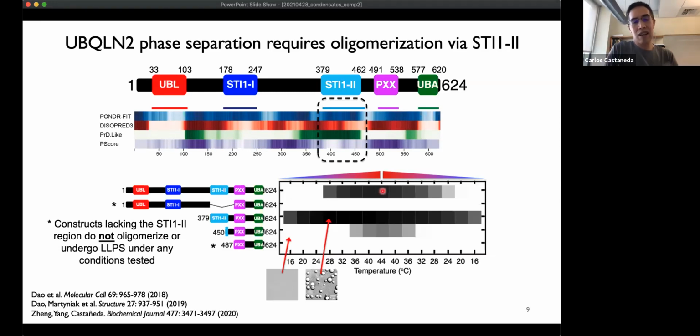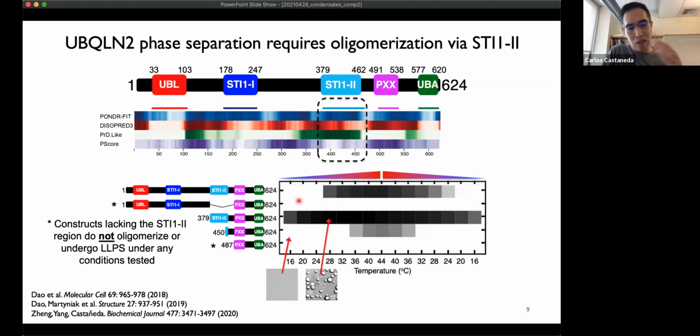We've characterized this using turbidity assay experiments, which we use as a proxy for phase behavior. And so what this experiment does, we've essentially put our purified protein into a cuvette on a UV-Vis spectrophotometer. We ramp up the temperature. And as you can see, this protein, the full-length protein, phase separates as you go up in temperature. And this behavior is reversible, consistent with what you would expect for a phase-separating system. But anytime we removed this STI region, the protein was no longer able to self-associate, and it also lost the ability to phase separate under any of the conditions that we tried.